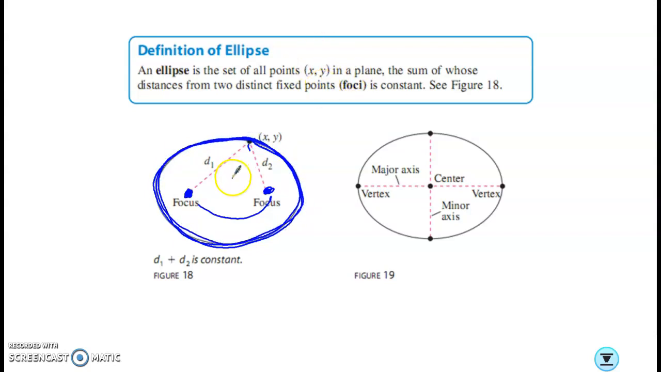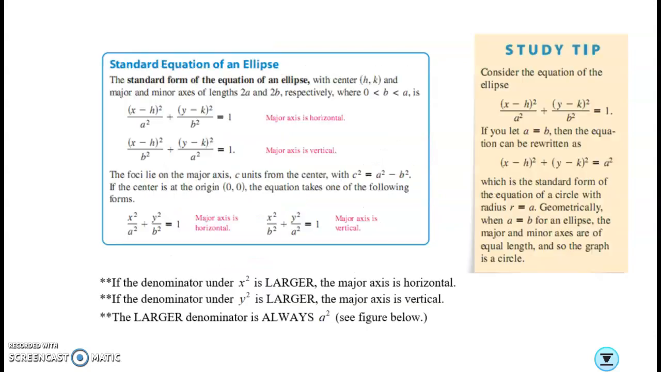The set of all points x, y. The distance is going to be set. This string's length is never going to change. The length from here to here on each point might be different, but that string in total is always going to be the same length. So that is how technically an ellipse is created.